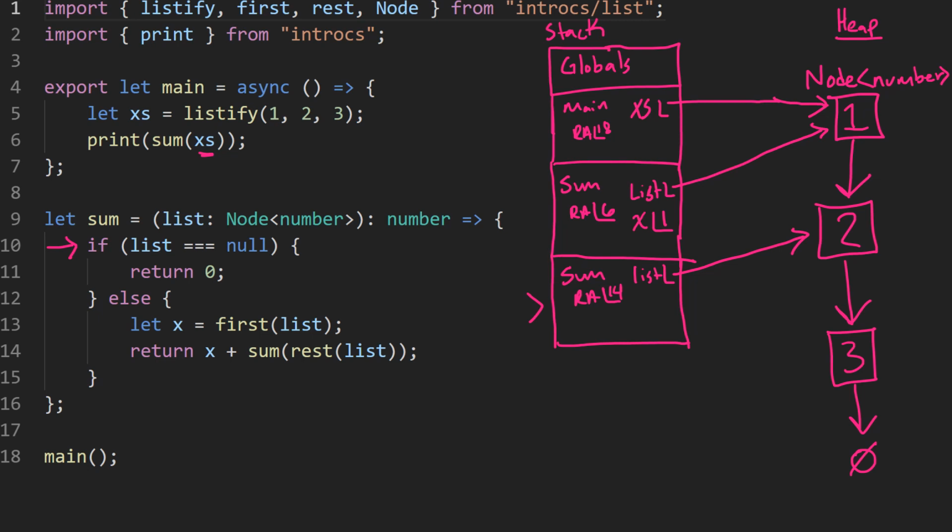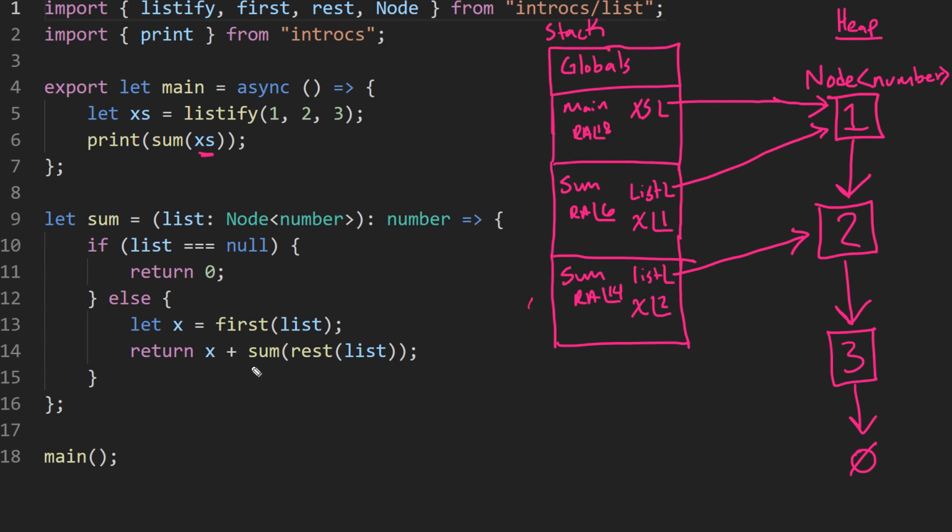All right, great. So let's keep working through this together. And at this point, we are evaluating, is list equal to null? List is not equal to null. List is currently referring to the node whose value is 2. So we go to line 13 again. And here we're saying x is the first value of this list. So x is going to be 2.